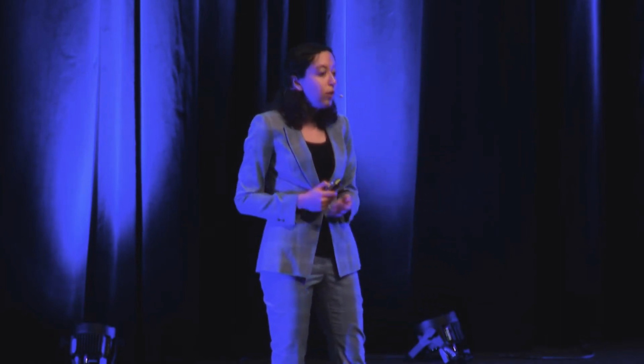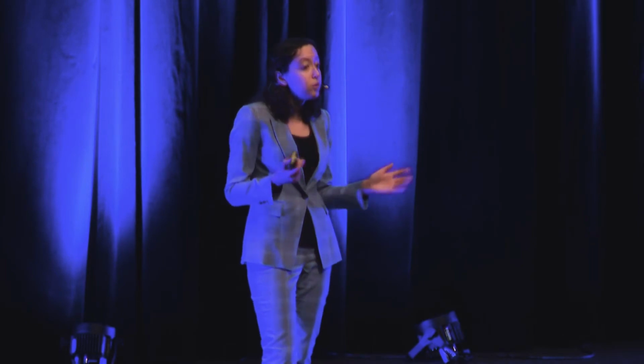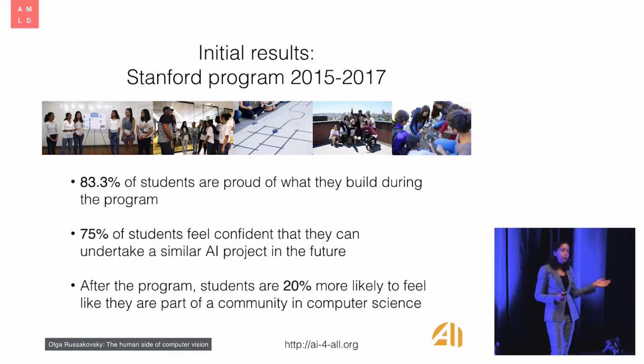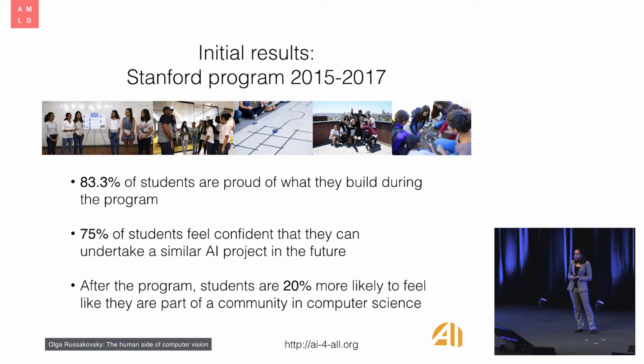So I already put up one quote, but in quantitative results, look at some of the results from the Stanford program that's been running since 2015. It used to be called SAILORS. It's now Stanford AI for All. 83% of students are proud of what they built during the program. 75% of students feel confident that they can undertake a similar project in the future. And after the program, students are 20% more likely to feel like they're part of a community in computer science.